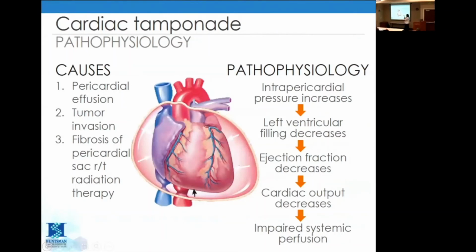So you can have tumor invasion, you can have sclerosis of the pericardial sac because of radiation. Pathophysiology, we just talked about it. Ultimately, you lose the amount of blood that's being pumped out of the heart. Why is that?